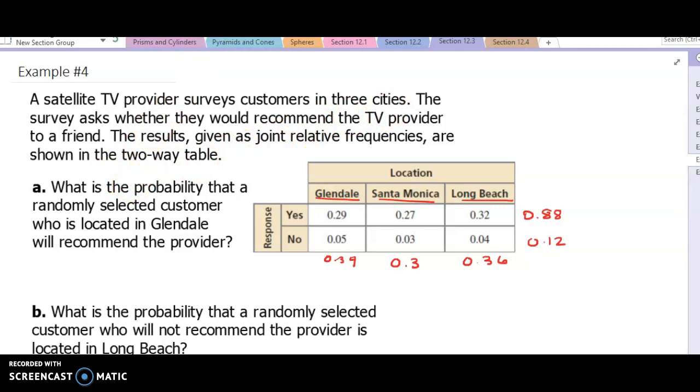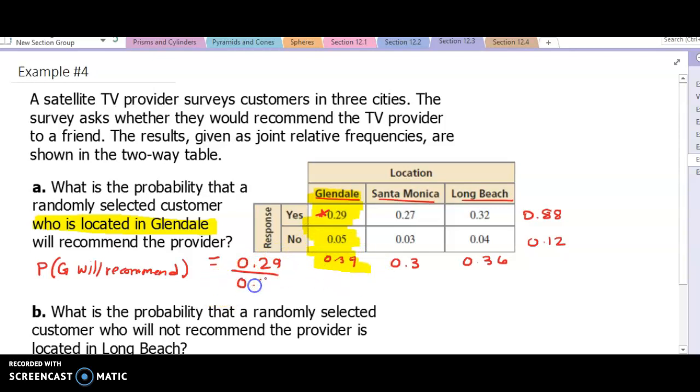So the question says, and remember, we have to read these really, really closely when we're dealing with statistics. What is the probability that a randomly selected customer who is located in Glendale? We don't worry about the entire population. We're just worried about the Glendale customers right now. Okay, will recommend the provider. Okay, so the probability that Glendale will recommend.